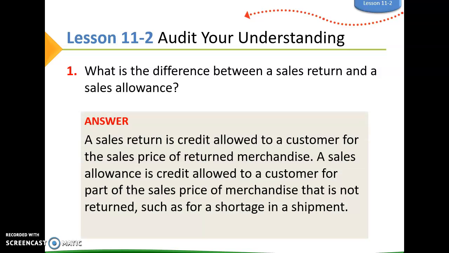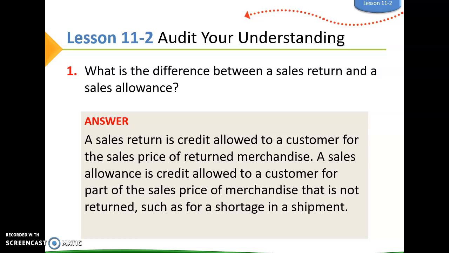A sales return is a credit allowed to a customer for the sales price of the returned merchandise, and a sales allowance is a credit allowed to the customer for part of the sales price of merchandise, such as a shortage in shipment. So maybe they only had 2 of something rather than 3, so they're getting a credit back for that one item they did not receive. And then the sales return is credit allowed to a customer for the whole price because it was returned. The customer's not keeping that item anymore.